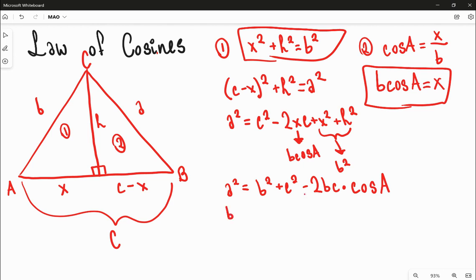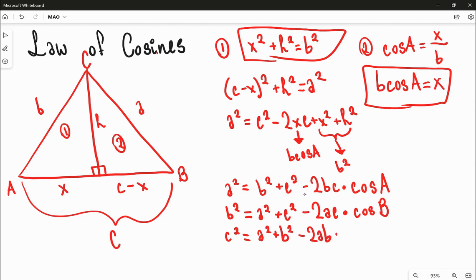So you can have this, or you can have b squared is equal to a squared plus c squared minus 2ac times cosine b. Or you can have c squared is equal to a squared plus b squared minus 2ab times cosine c. And these are all different variations of the same law that we can use to plug into this triangle. So the one with b, this one here, is the one that you'll see most often.